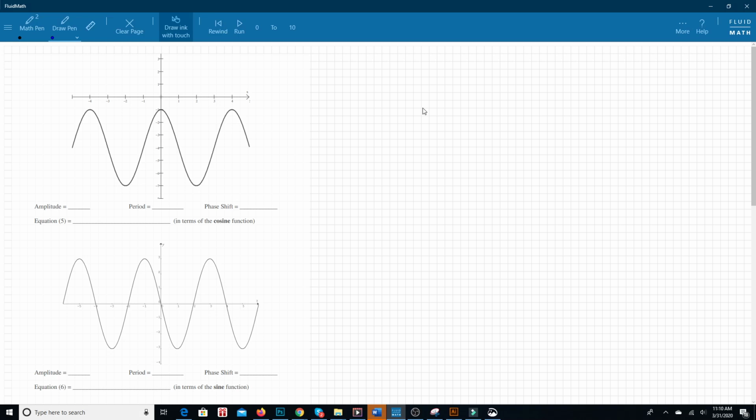Yeah, this is something that's been giving people a lot of trouble. So we've done the first 4 problems. We're going to be working on two, and then the problem where you actually have the graph with the phase shift.